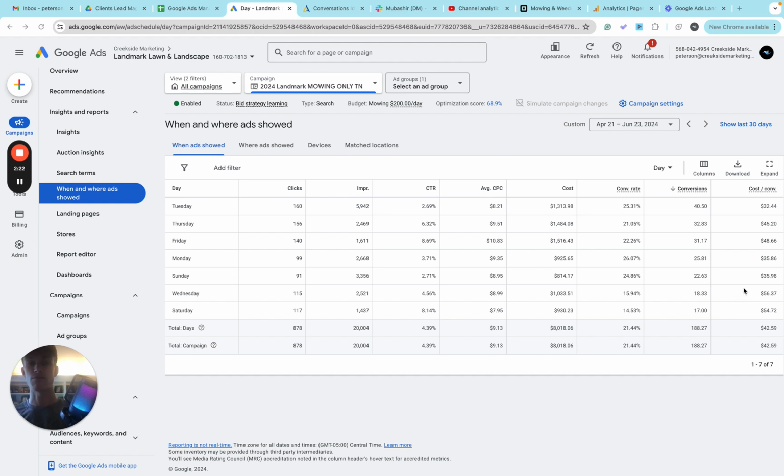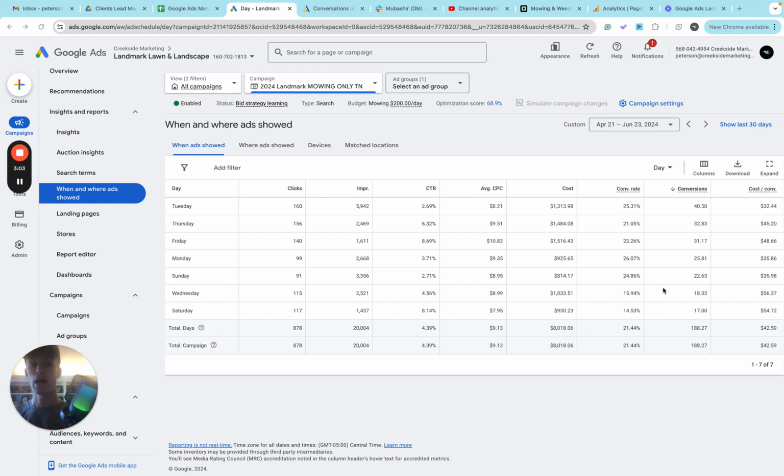Typically, we like to leave these types of days in, even though that's a significant jump in cost per conversion. We're really looking for cost per conversions that are 2 times higher than the average cost per conversion, or conversion rates that are half of what the average conversion rate is for the entire campaign, because we want to allow Google to optimize as best as possible. And obviously there are going to be days that are a little bit more expensive than the average, and days that are a little less expensive than the average.